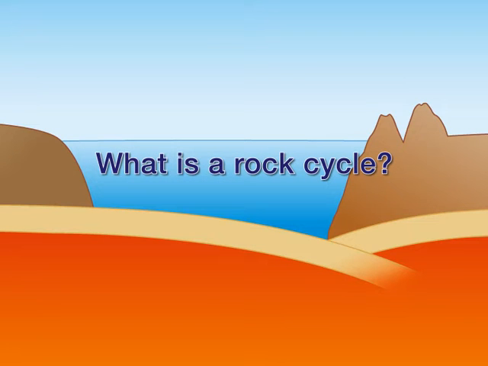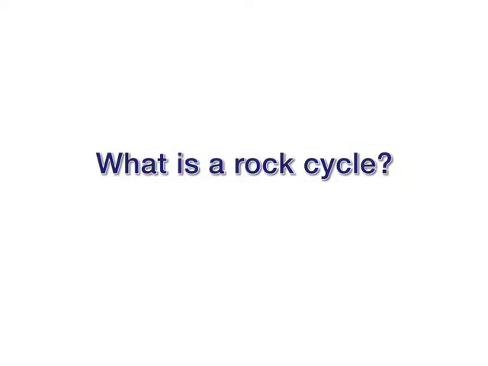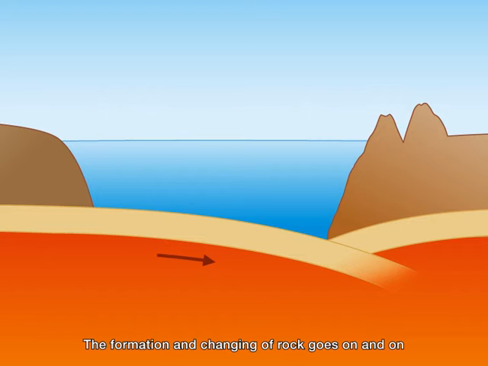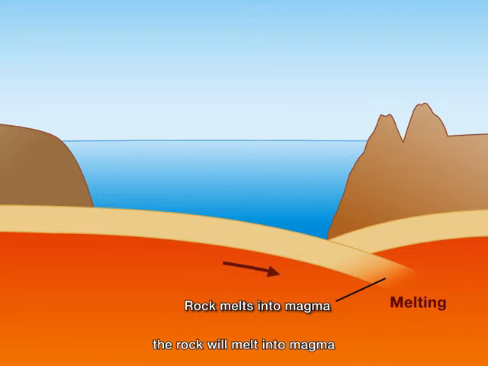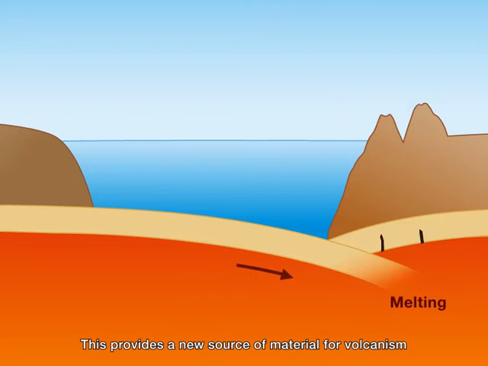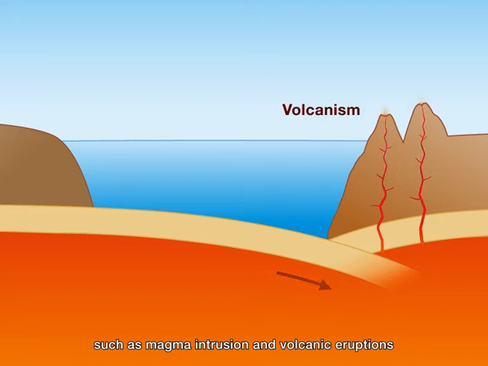What is a rock cycle? The formation and changing of rock goes on and on. When the rock is subducted into the upper mantle, the rock will melt into magma. This provides a new source of material for volcanism, such as magma intrusion and volcanic eruptions.